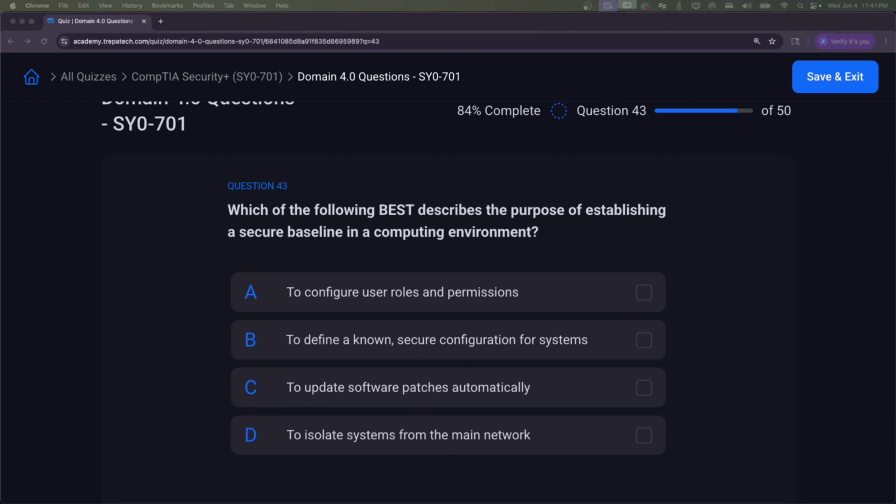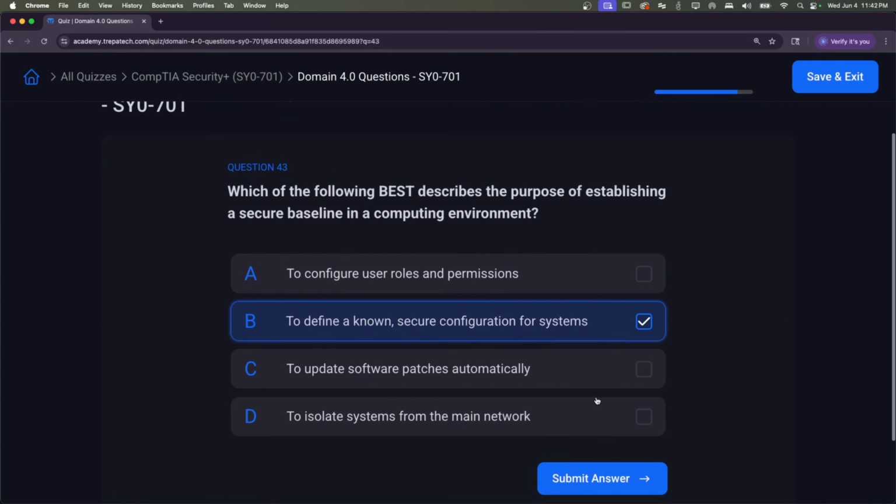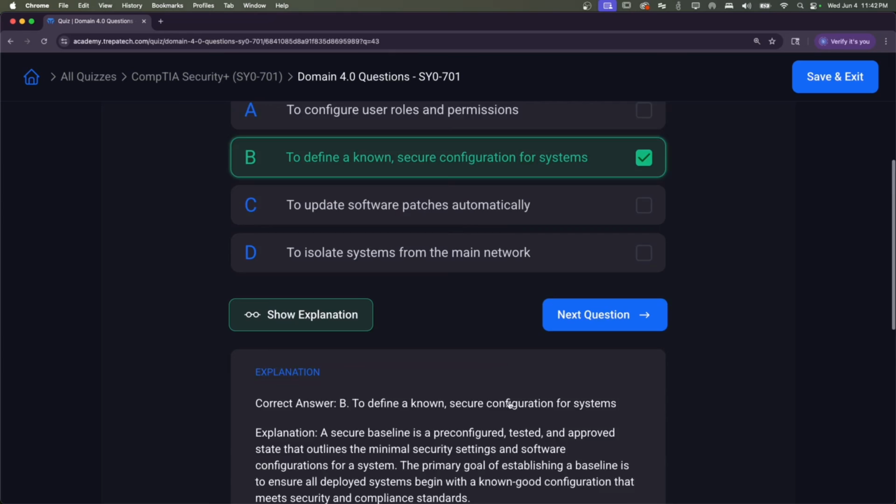Question 43. Which of the following best describes the purpose of establishing a secure baseline in a computing environment? So a secure baseline, that's going to be B, to define a known secure configuration for systems.